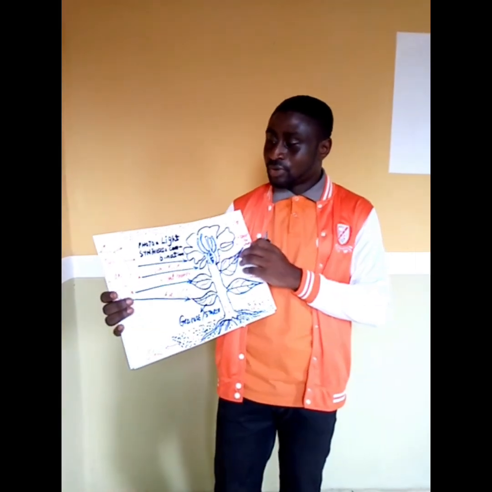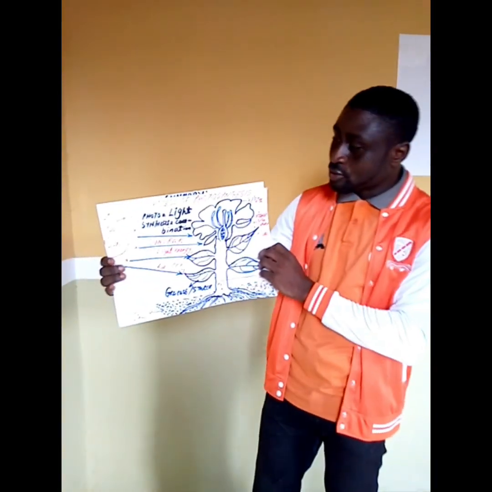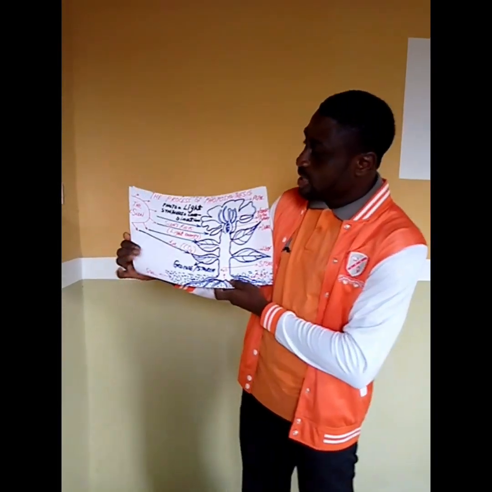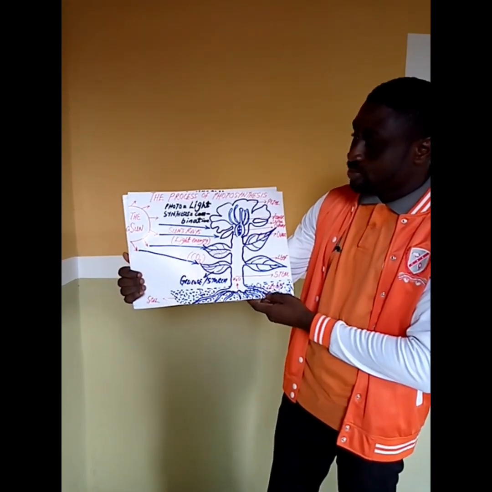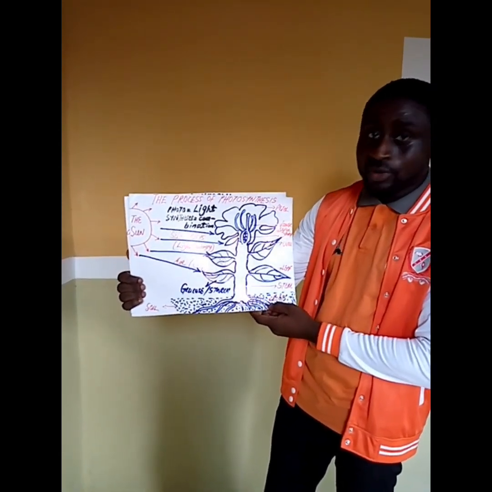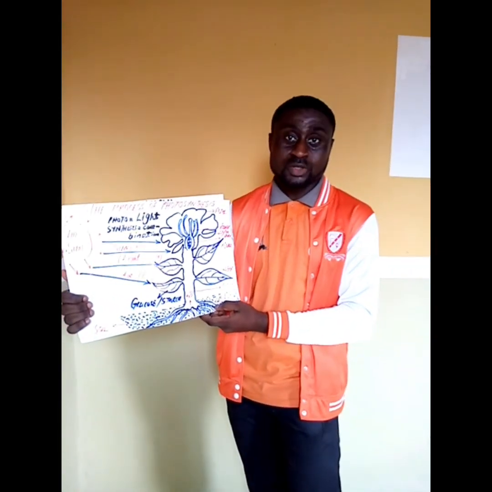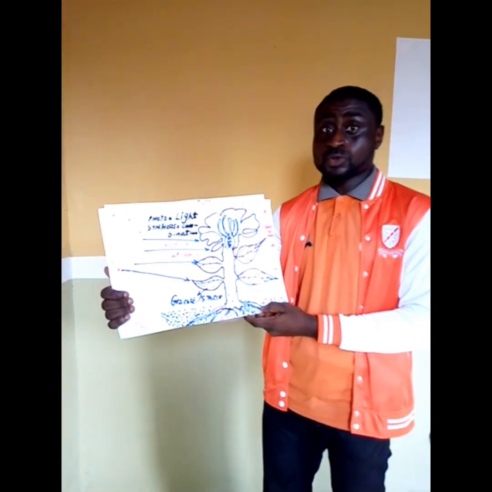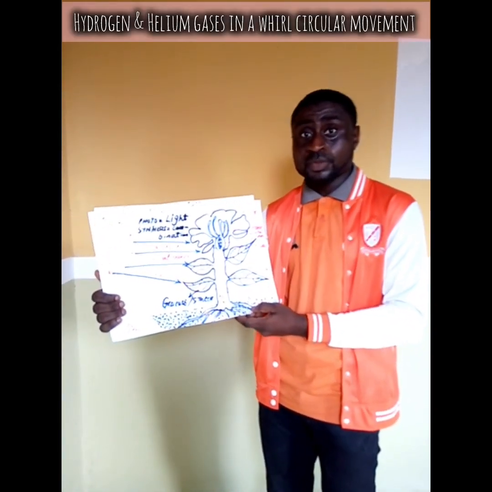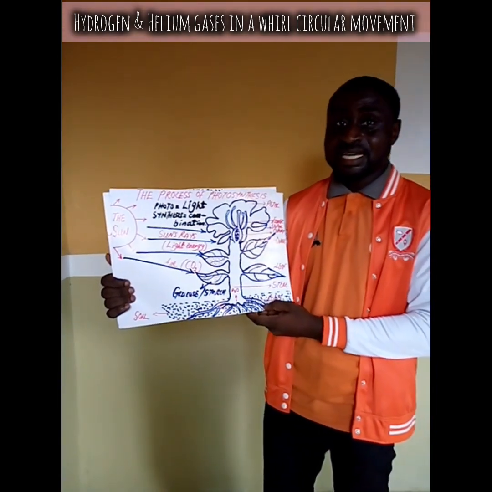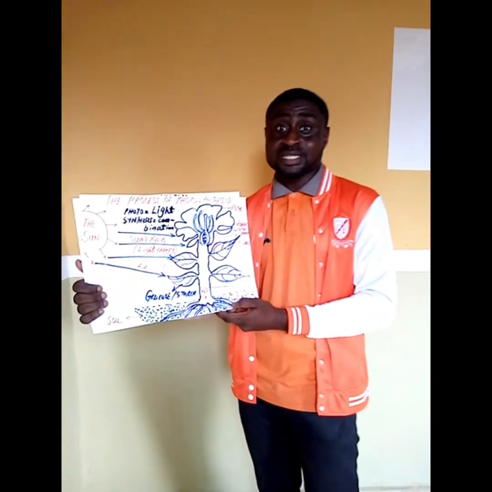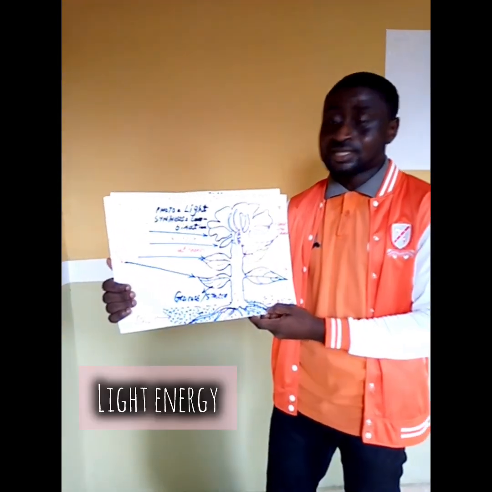So on this chart with me, I have the process of photosynthesis. And on this chart, I'll be taking you through the process bit by bit, and I hope you do follow. The first thing we should consider is the energy from the sun. Quickly, the sun burns two gases known as hydrogen and helium, which produces heat and light energy. But in the process of photosynthesis, all the plant requires is the light energy.